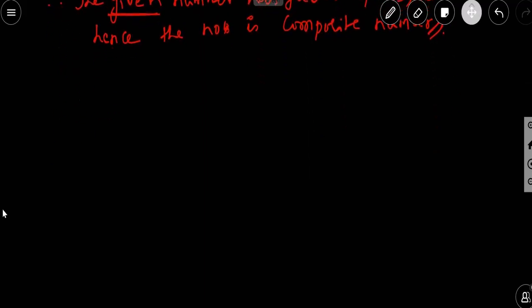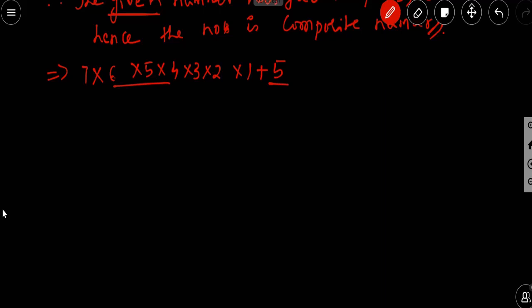Now the second number in the same problem. You can call it an expression or a number. It is 7 into 6 into 5 into 4 into 3 into 2 into 1 plus 5. You can multiply the whole number and then add 5, or you can take a common factor. Either way, you will get the same result. So taking 5 out, 7 into 6 into 5 into 4 into 3 into 2 into 1, plus 1.